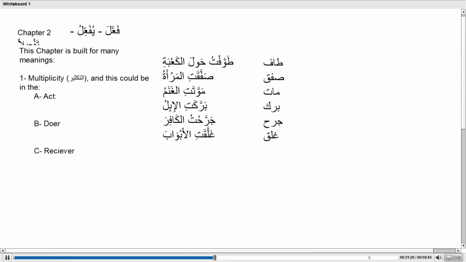And it is said also in the tafsir that the doors were firmly closed. واضح؟ So in غلقت الأبواب, the multiplicity here is in the receiver. يعني she closed the many doors. واضح؟ Okay. Let's take another meaning, shall we?